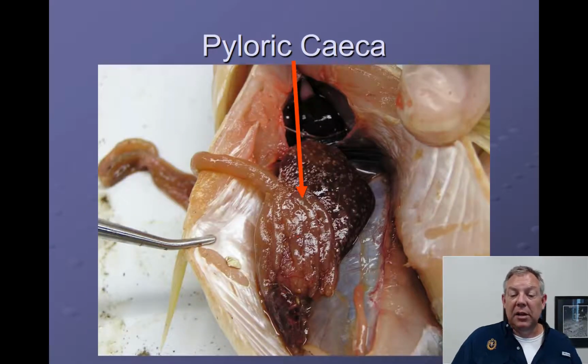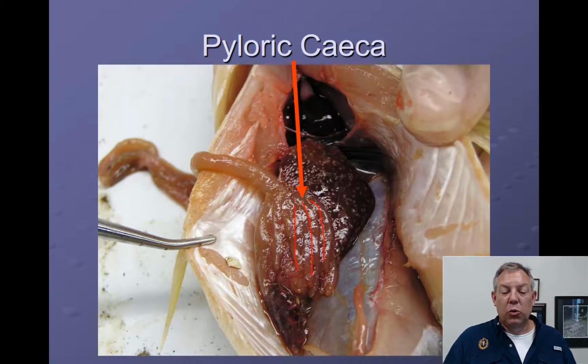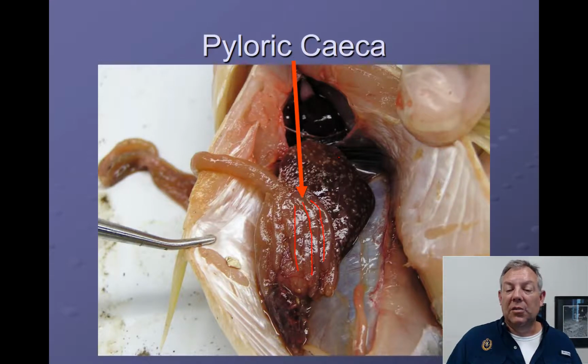Here are some Pyloric Caeca, they're just bigger. This looks like a bunch of bananas, right? Look, there's one, there's one, there's one. So if you take your probe and you kind of tweeze this up, you'll see it's just like a little finger-like projection.